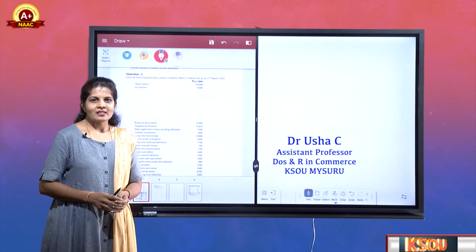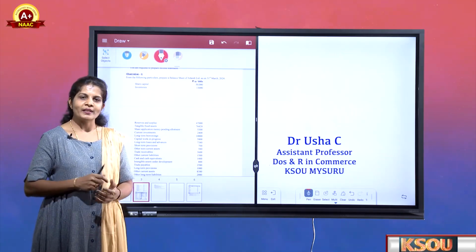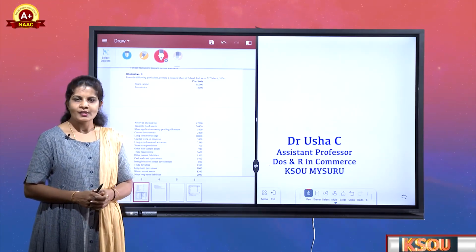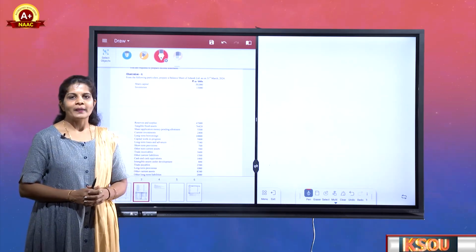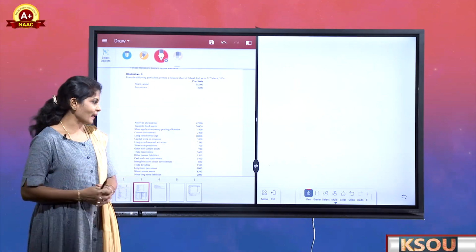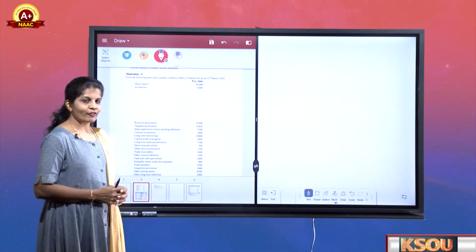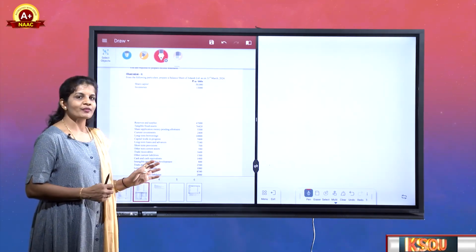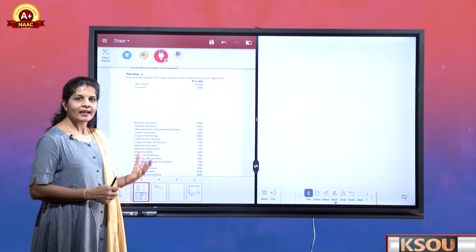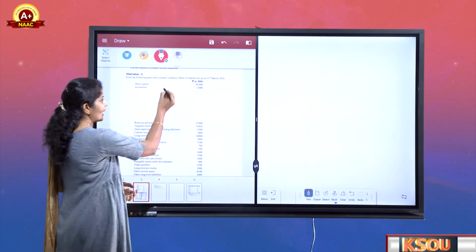Welcome back, dear students. In the previous class we discussed the format of preparation of the balance sheet. Today let us analyze one problem to prepare the balance sheet. So here we have one problem. They have given some information relating to the items of assets as well as liabilities. With this information we need to prepare the balance sheet. Let us discuss. From the following particulars, prepare the balance sheet of Adarsh Limited.